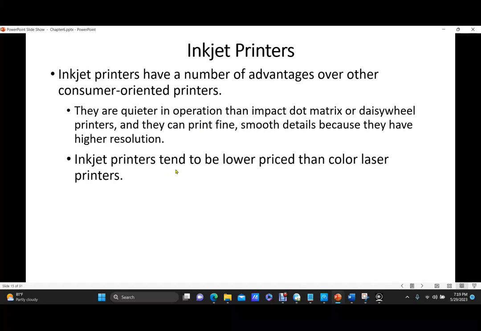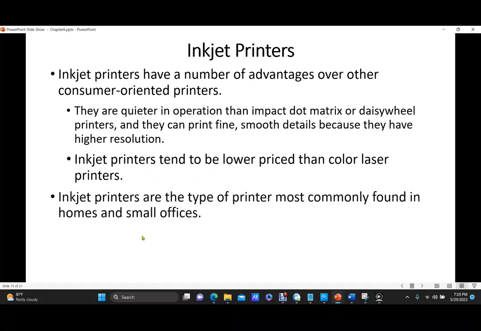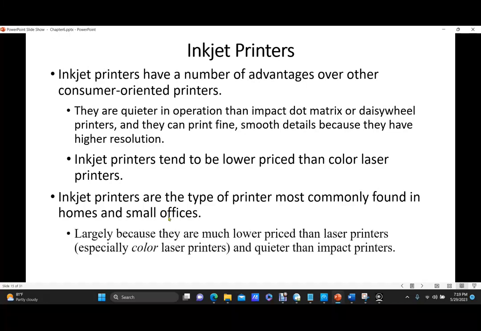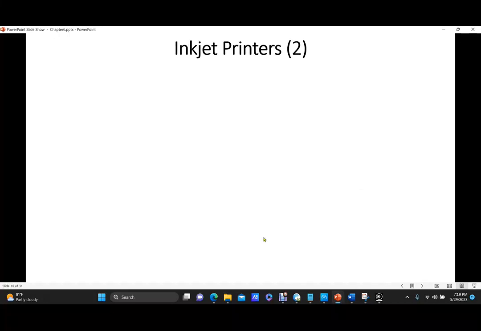Inkjet printers tend to be cheaper than color laser printers, and they're the type of printer most commonly found in homes and small offices because they have good characteristics: they're quiet, high resolution, and low priced. They're lower priced than lasers, especially the color lasers, and they're quieter than the impact printers.